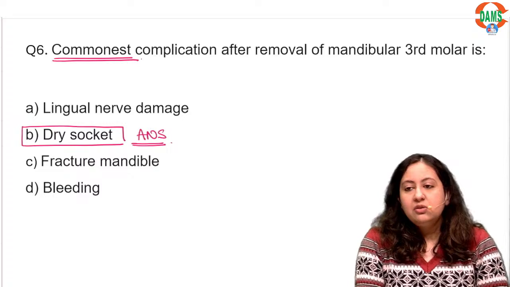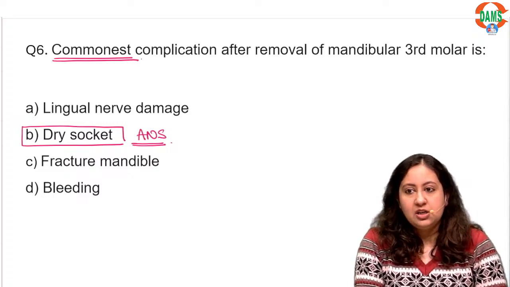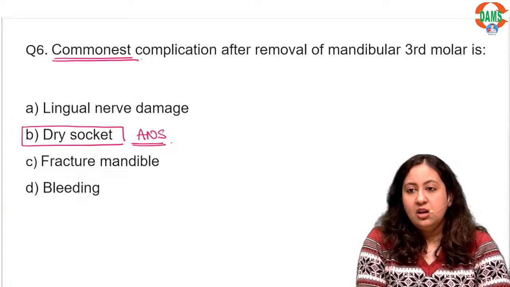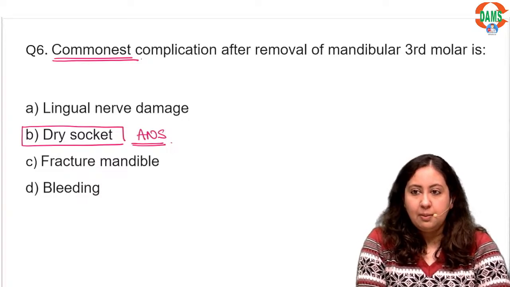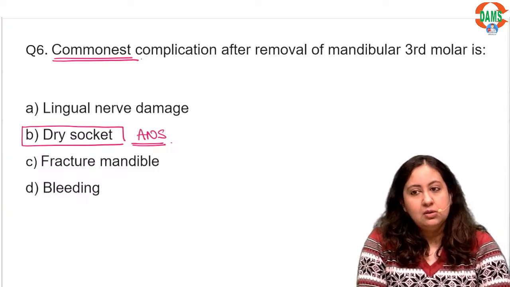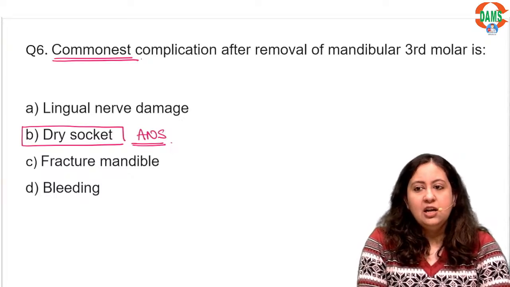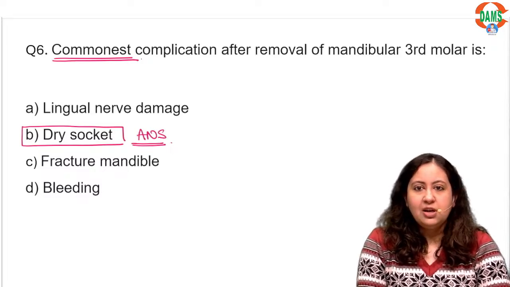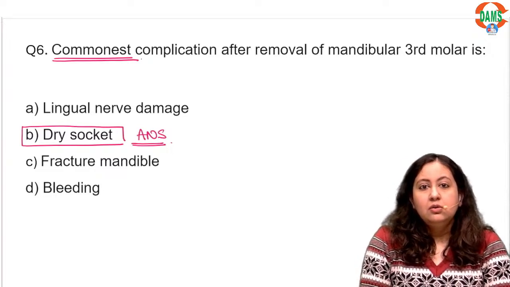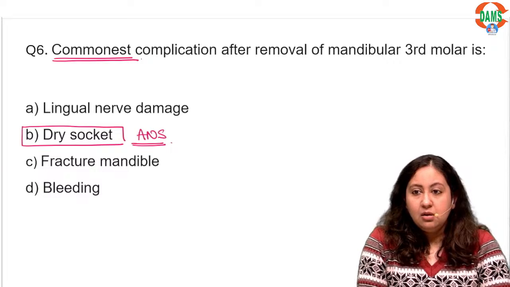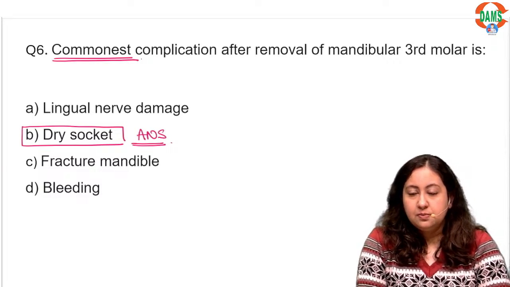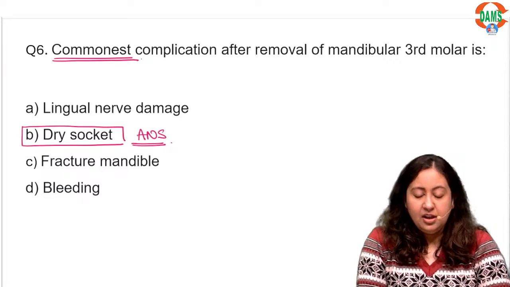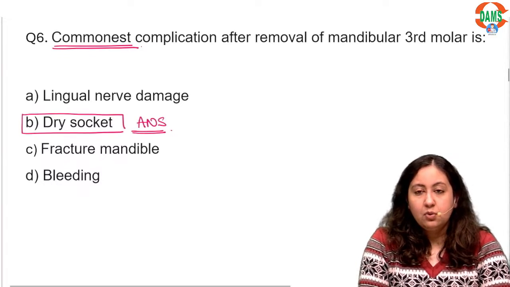Now coming to lingual nerve damage, it is a rare complication. Every third or fourth patient will not present you with lingual nerve damage. Utmost care is taken during an impaction to preserve your lingual nerve. I'm not saying it does not happen, it happens. Even fracture of the angle of mandible also happens. Bleeding also happens, but when you're giving an incision and removing an impaction, that is going to happen anyways. So option B, dry socket, is the answer to this question. Others are complications, but they're relatively rare as compared to dry socket.